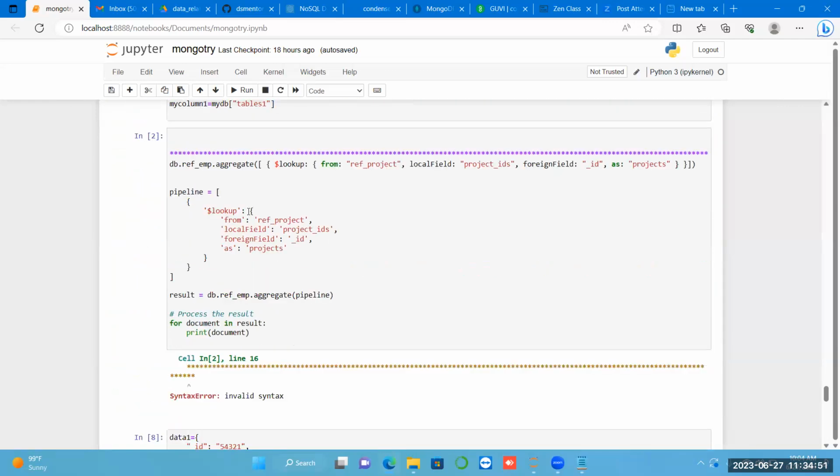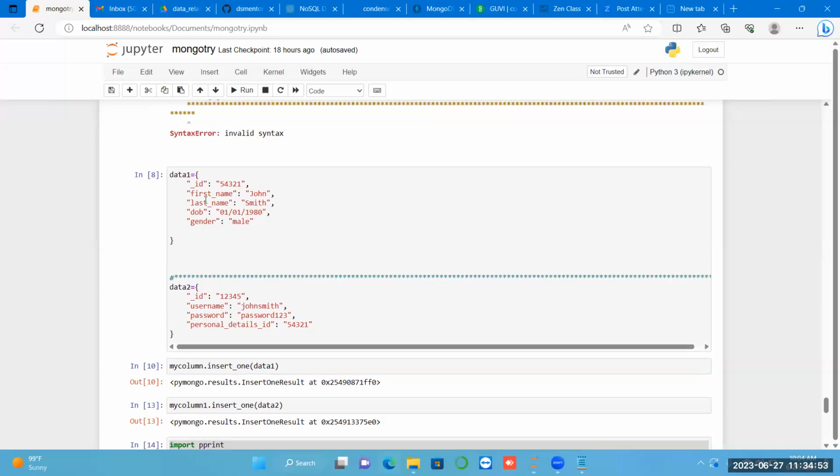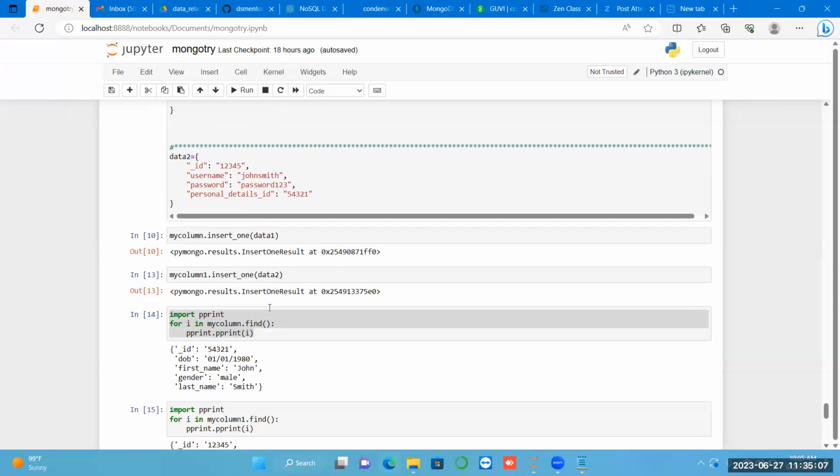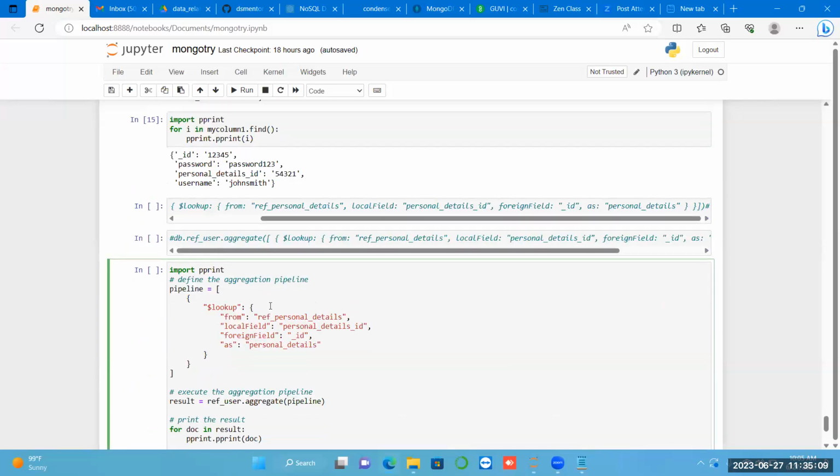Verify it. Data one is the personal details, and data two is the user details. So data two is being used in which table? That table we need to copy and paste there. Which table? Table name user.